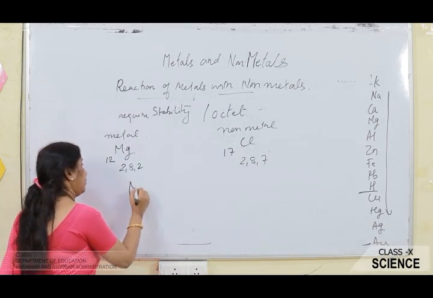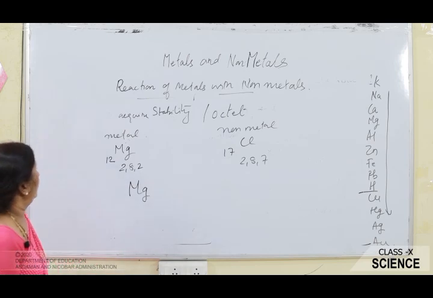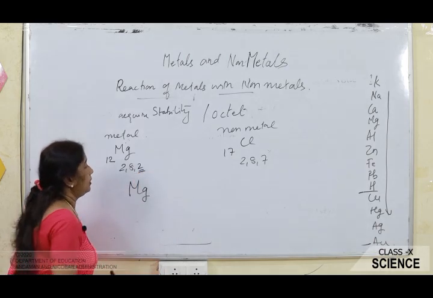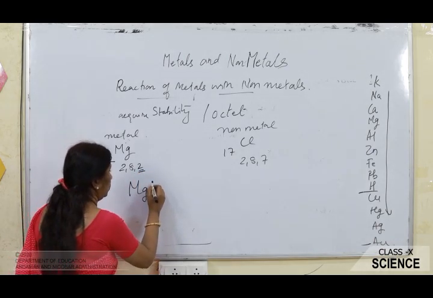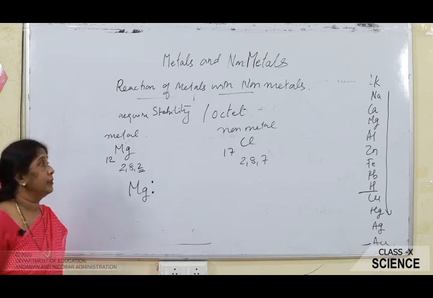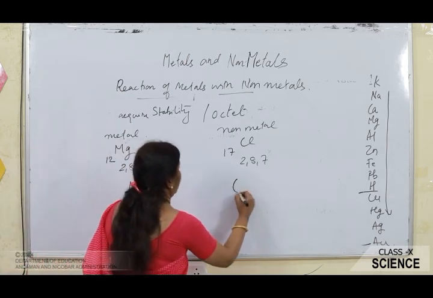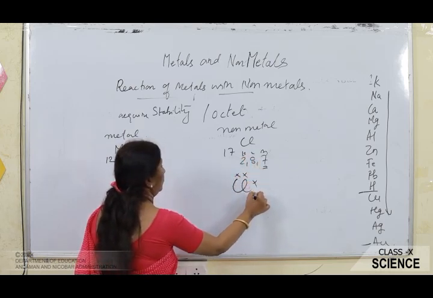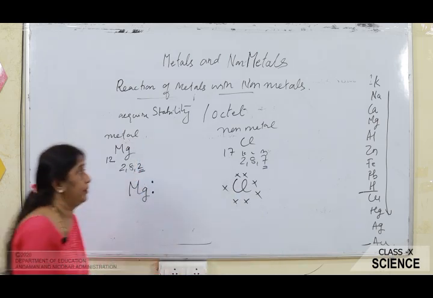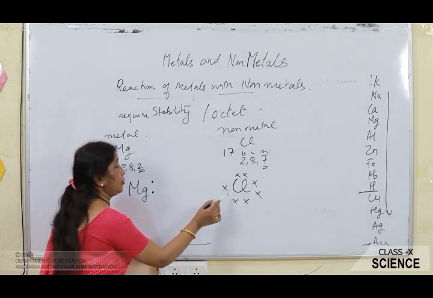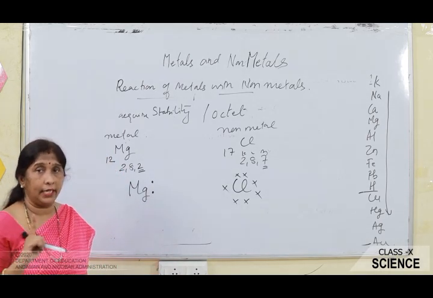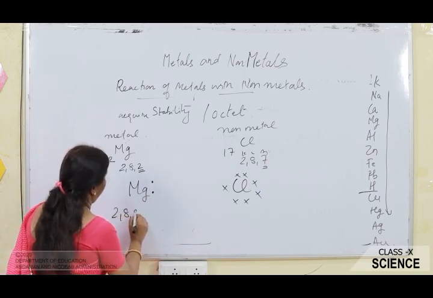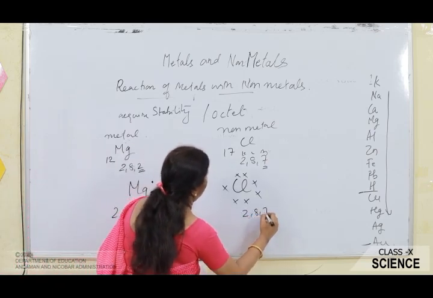Then I will make the electron dot structure of magnesium. How many electrons in the outermost shell? 2 electrons. So I will draw 2 electrons with magnesium. Then, how many electrons in the outermost shell of chlorine? 7 electrons. 1, 2, 3, 4, 5, 6 and 7 electrons are there. Now, how many electrons are required by chlorine? Chlorine needs only 1 electron to complete its octet, right? I will write the electronic configuration here, 2, 8, 2 and here 2, 8, 7.